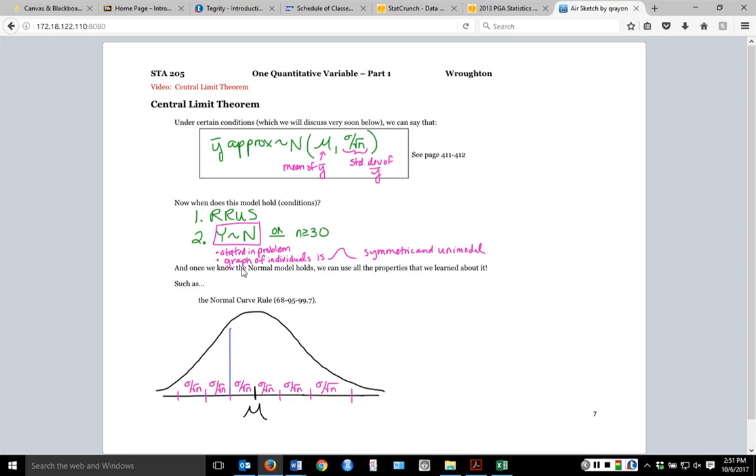Alright, and once I do that, if I go out 1 standard deviation in both directions, that's going to give me 68% of my sample means. If I go out 2 standard deviations in both directions, that's going to give me 95% of my sample means. And if I go out 3 standard deviations, that's going to get me 99.7% of my sample means, of my y bars. Okay, so that's going to hold.